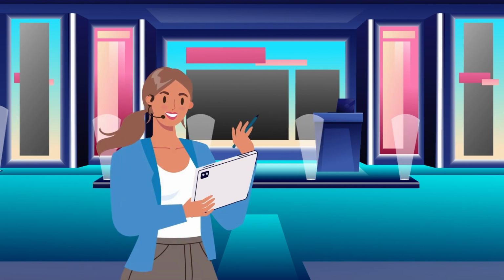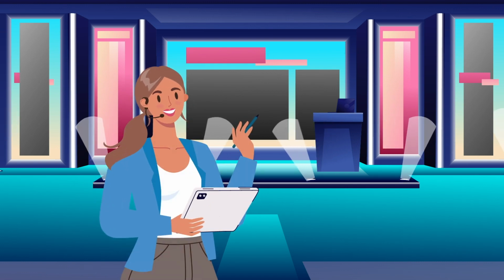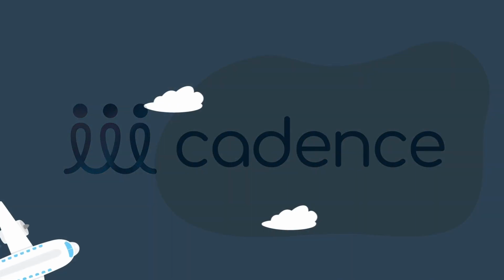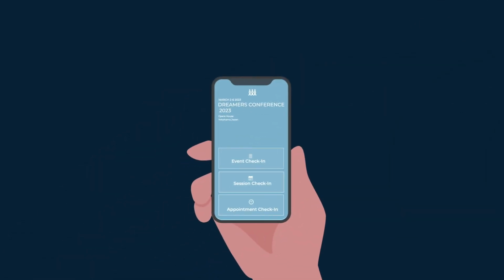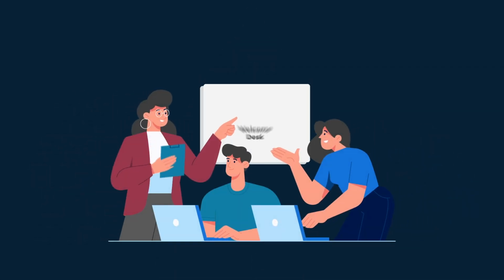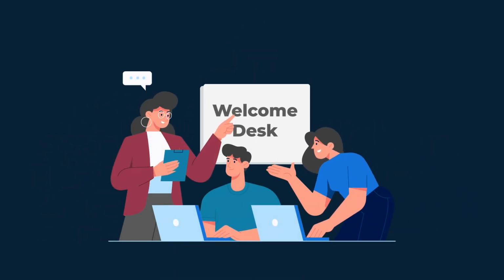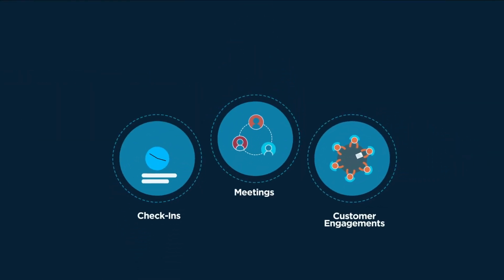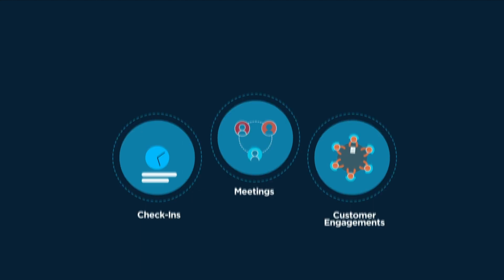Simplify your event management on-site with Will Call, the logistics app powered by Event Cadence. Designed for teams on the go. Will Call's intuitive interface makes learning and using the app a breeze, allowing you to train your on-site team in just minutes. Here's why our platform is the ultimate tool to manage your check-ins, meetings, and customer engagements.